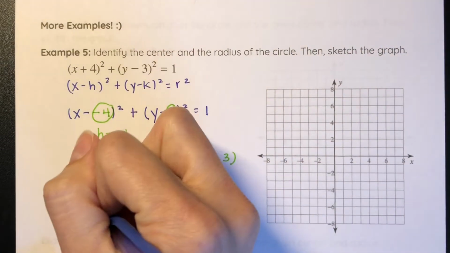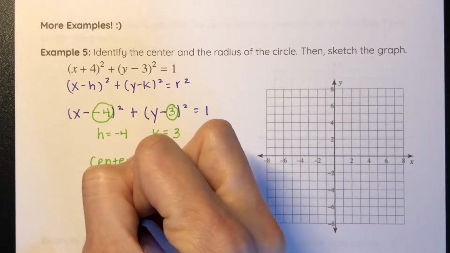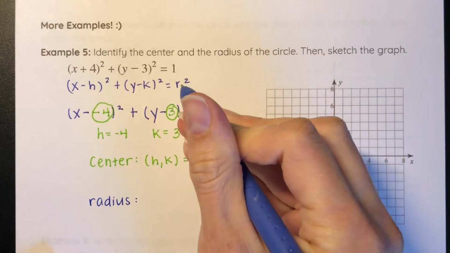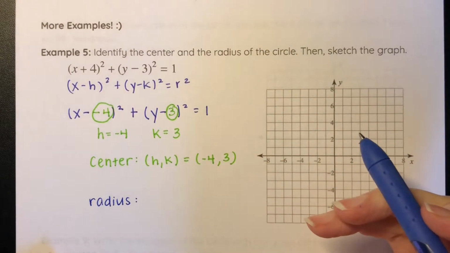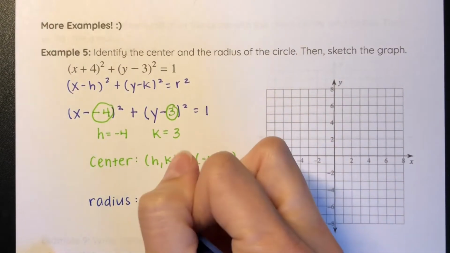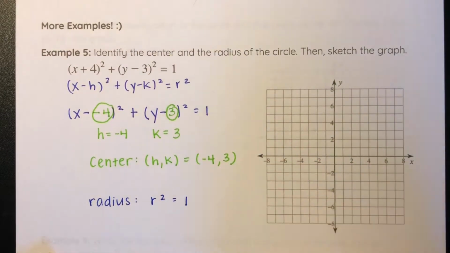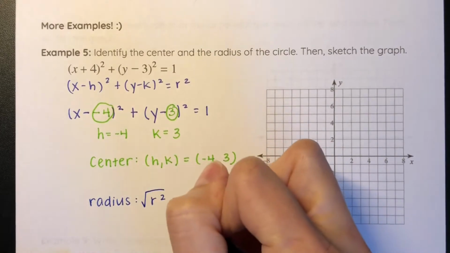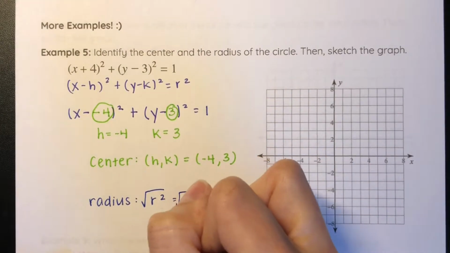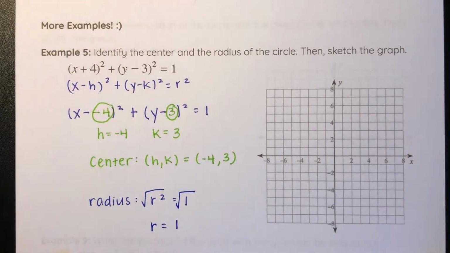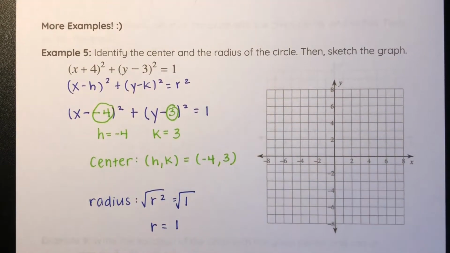So now to find my radius, I know that r squared is the same thing as 1. So I write r squared equals 1. Now I just have to solve this equation. So I take the square root of both sides, and I can see that r equals positive 1. And again, I just keep the positive answer because I don't need any negative radii.